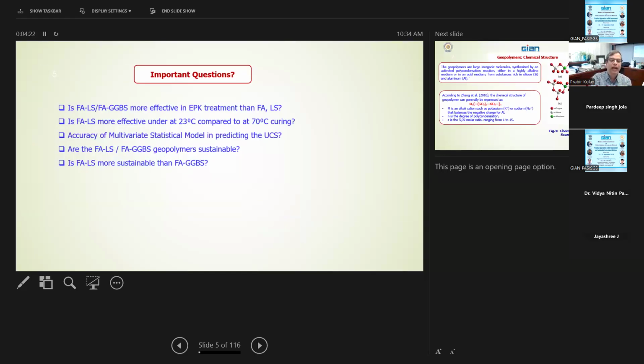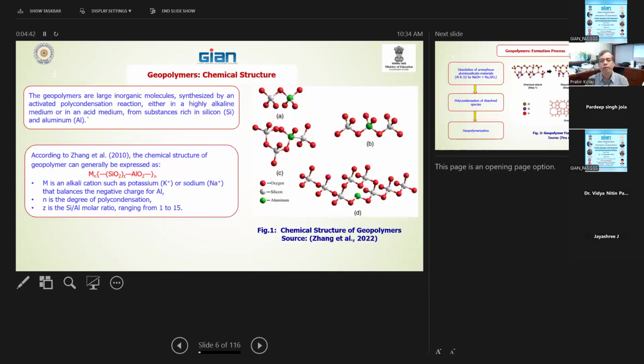And then we also checked which one is better, whether fly ash-lime sludge or fly ash-GGBS. Both are waste materials. So the idea is basically to use waste material instead of cement or lime to stabilize the soil. Geopolymer is an inorganic molecule synthesized by an activated polycondensation reaction.